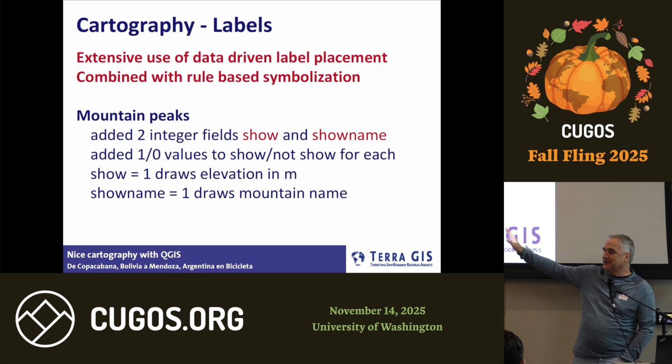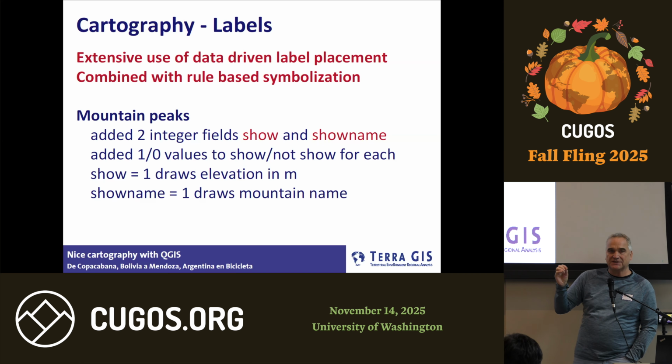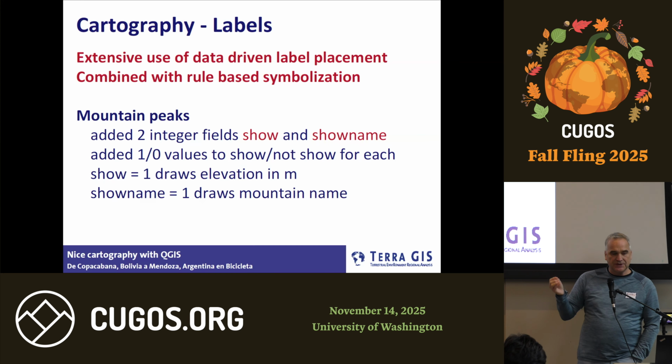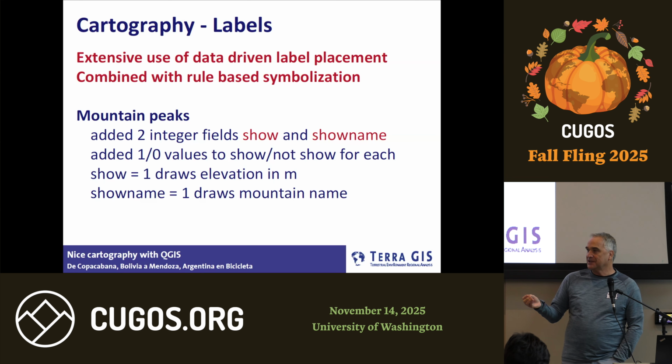And a lot of stuff on the map is what was important to us. And then sometimes it's general things. So how do I do this label? In QGIS it's very simple. You do something called rule-based labeling. I added 2 integer fields. If it's 1, it means show it, and 0 means don't show it.